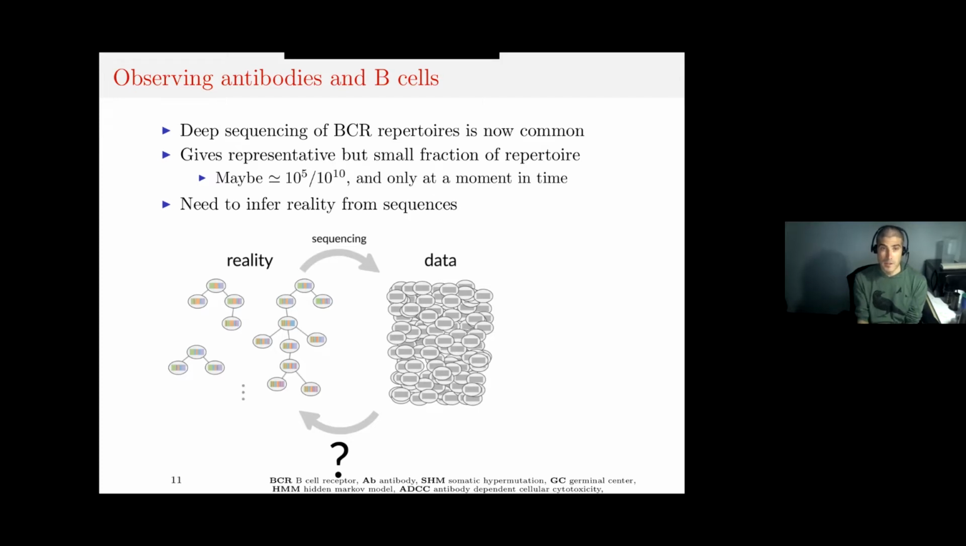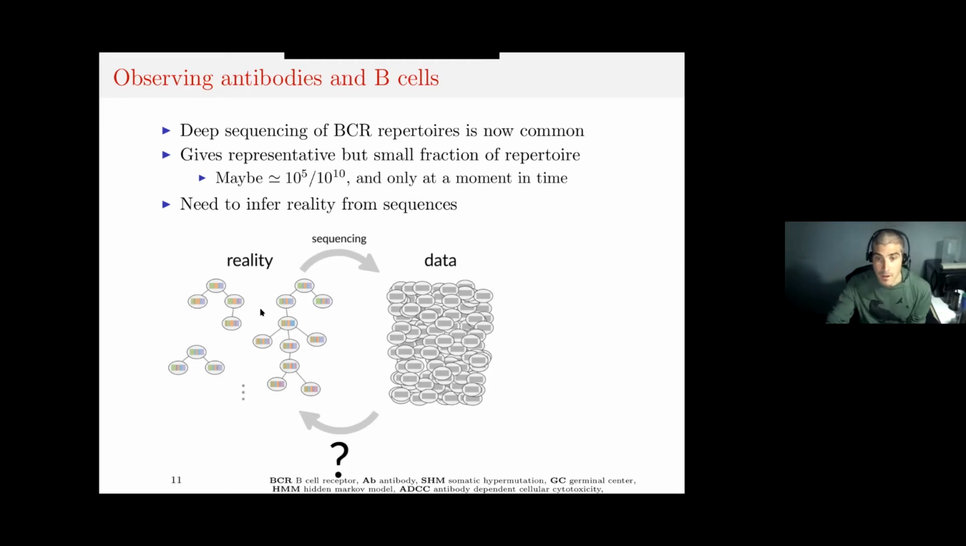And it is large, but it's important to keep in mind that there's only maybe 1 out of 10 to the 5th of the B cells alive in your body at any one point in time, and probably only maybe 1 in 10 million or 1 in 100 million of the B cells that are alive in your body over the course of months or years.